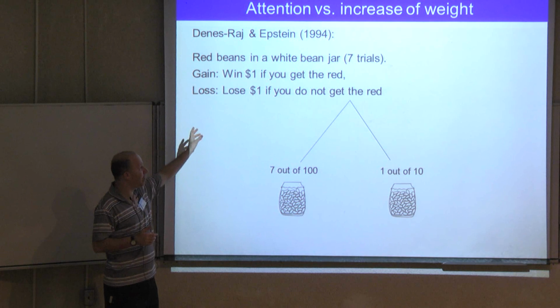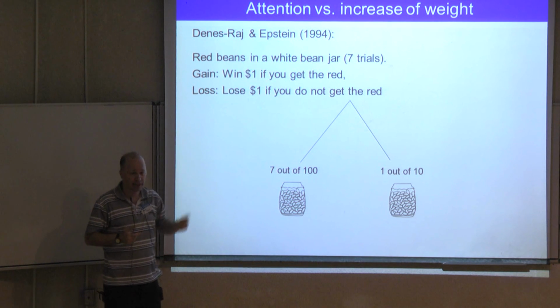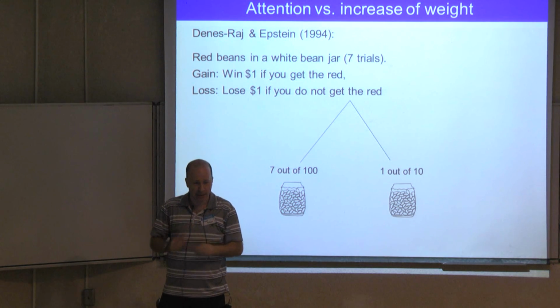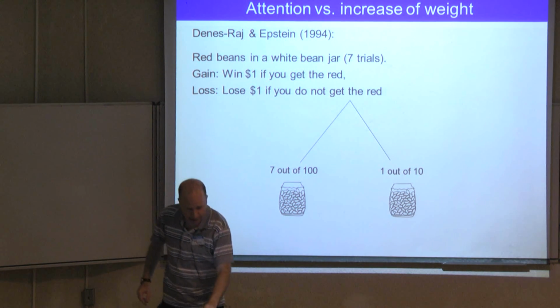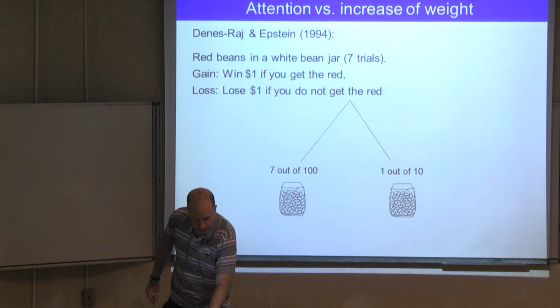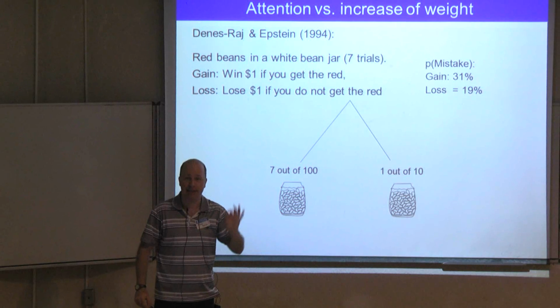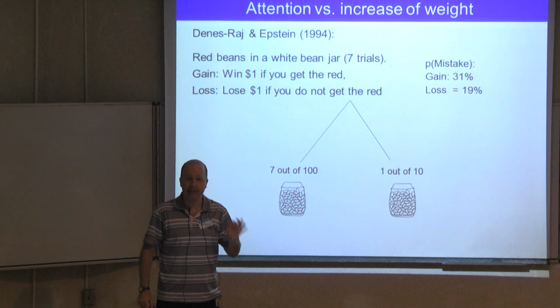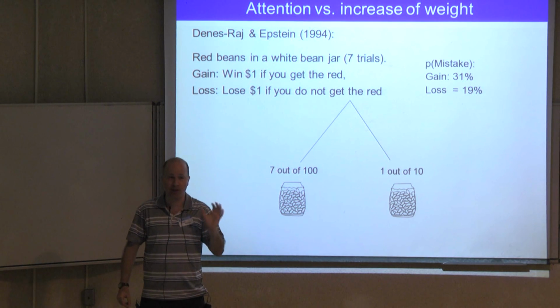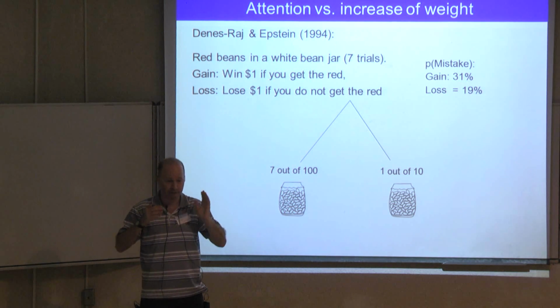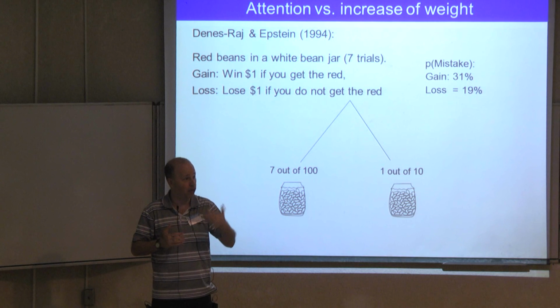In the loss condition, it's the same thing, but now you lose $1 if you do not get the red. Now, what happens is that people make a mistake 31% of the time in the gain condition and 19% of the time in the loss condition. So losses have this effect of reducing the mistake level. So this was the first experiment, again showing that losses have an effect on performance.